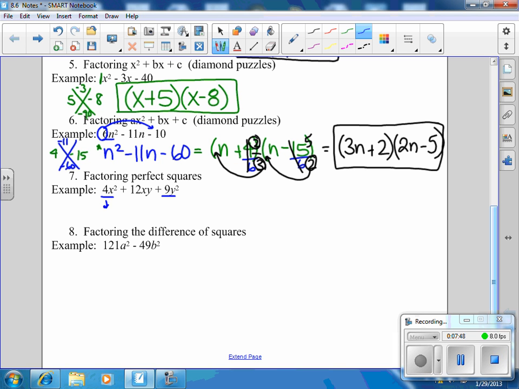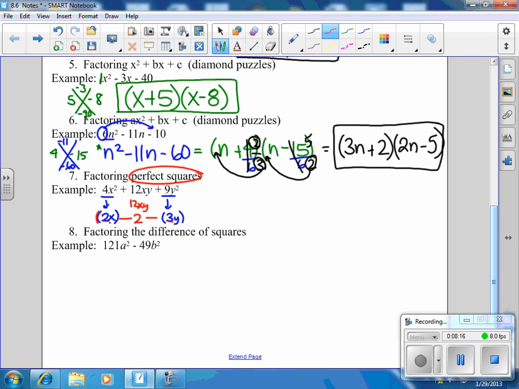So what would I have to square to get this? It would be 2x, and this one would be 3y. And then you double check if I multiply 2x times 3y times 2, if that gives you 12xy. So 2 times 2 gives me 4, times 3 gives me 12, and then x times y gives me xy. So now I know this is a perfect square.